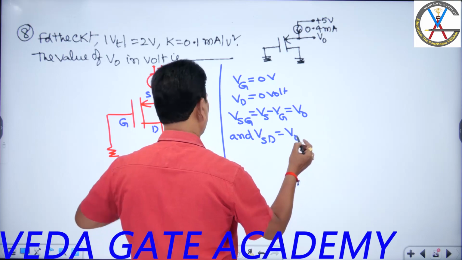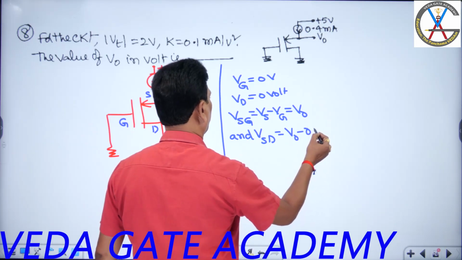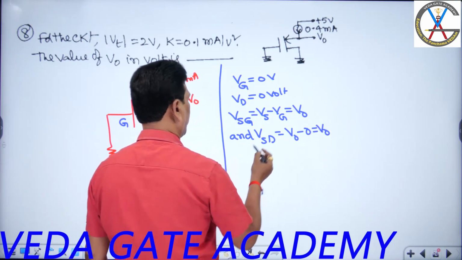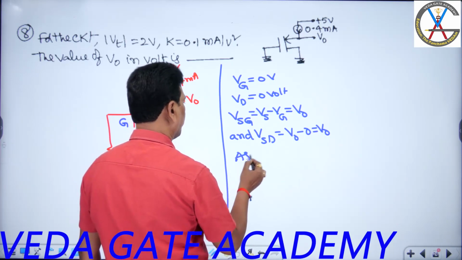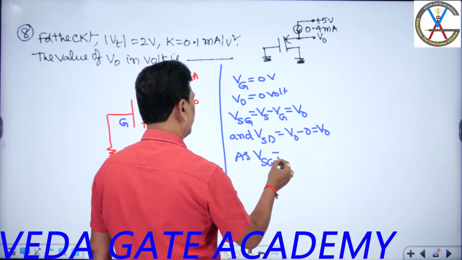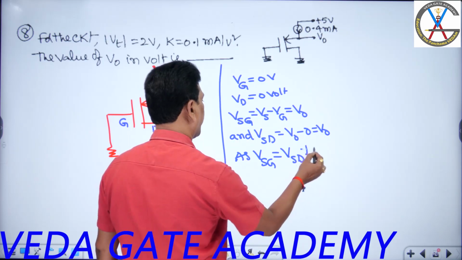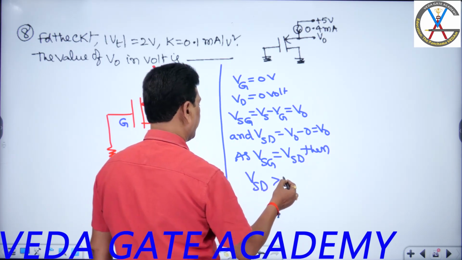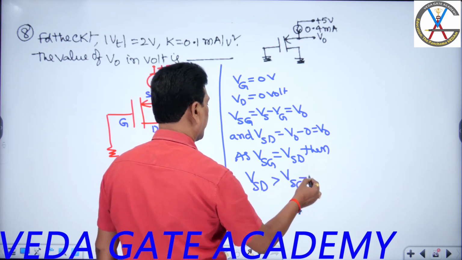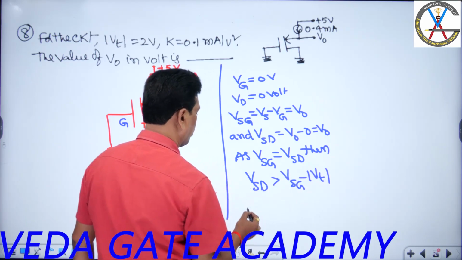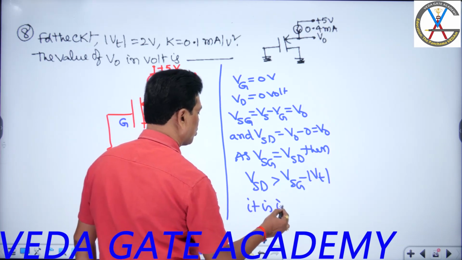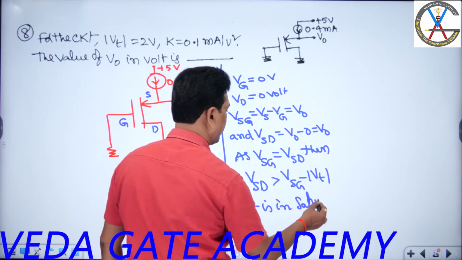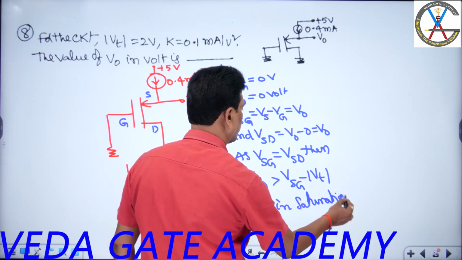V0, drain potential 0 again, that is equal to V0 only. As VSG equals VSD, VSD must be greater than VSG minus modulus VT. So it is in saturation mode. So I confirm that the transistor is in saturation.